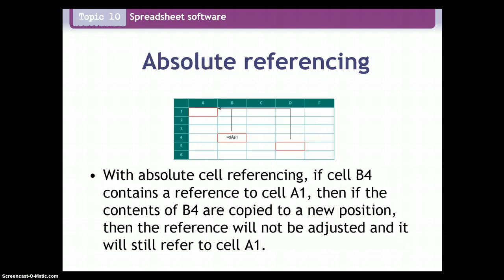If we have a look at absolute referencing, the difference is that although we move the cell, so in this case here we would move B4 over to D5, the cell that we reference stays in the same place. Okay, so you've got absolute cell referencing and relative cell referencing, and it's important that you know the difference between them and when to use them.